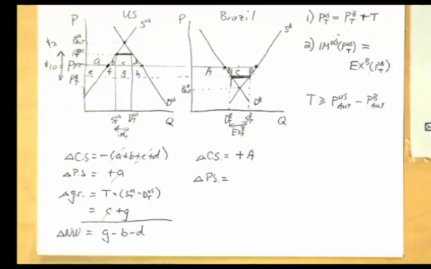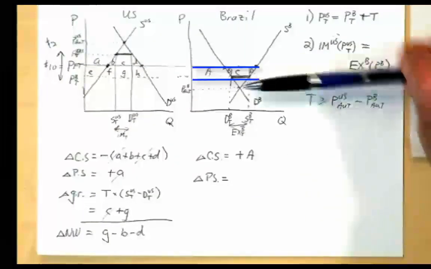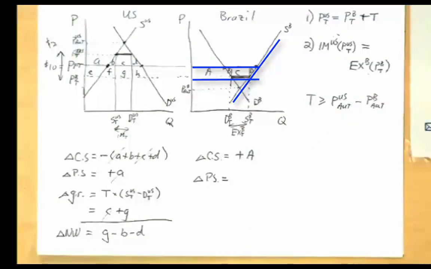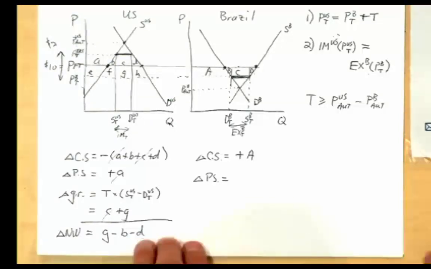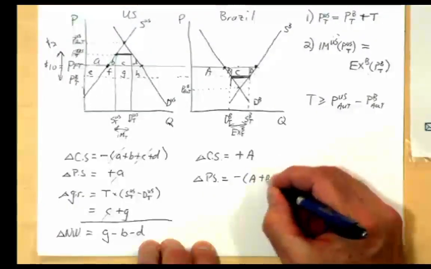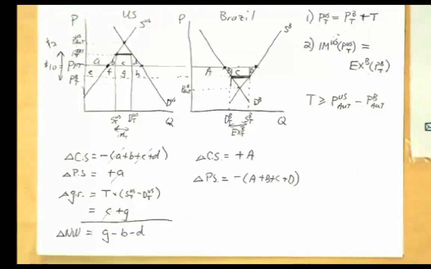The change in producer surplus is the area between the price that prevailed originally, the price that prevailed afterwards, and the supply curve. It's going to be? Minus A, B, C, D. All of that is going to be a loss to producers. Minus A plus B plus C plus D. Producers lose.